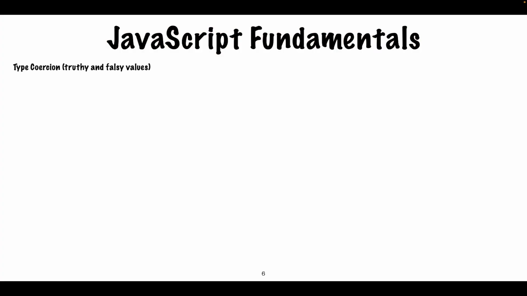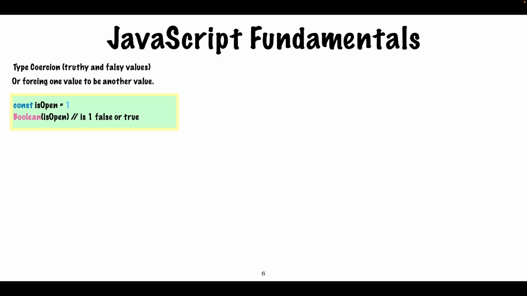Okay, so once you're comfortable with this, once you understand this, the next thing to learn would be type coercion. This is where you will learn about truthy and falsy values, or put another way, forcing one value to be another value. So for example, if I have this variable is open and I pass it to our Boolean constructor, what will the output be? Will it be true or false? In this case, it's going to be true. And so from what I've seen, the only number that returns false when it's coerced using the Boolean constructor is 0. All of the numbers that you input will return true.